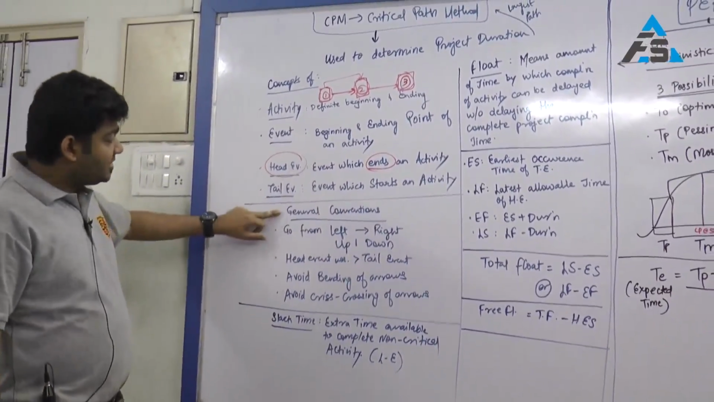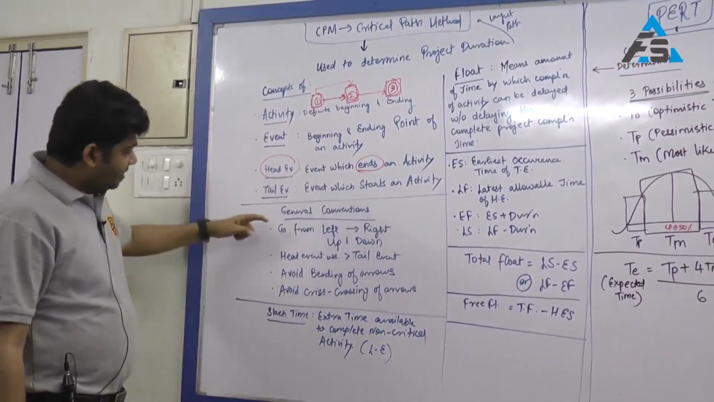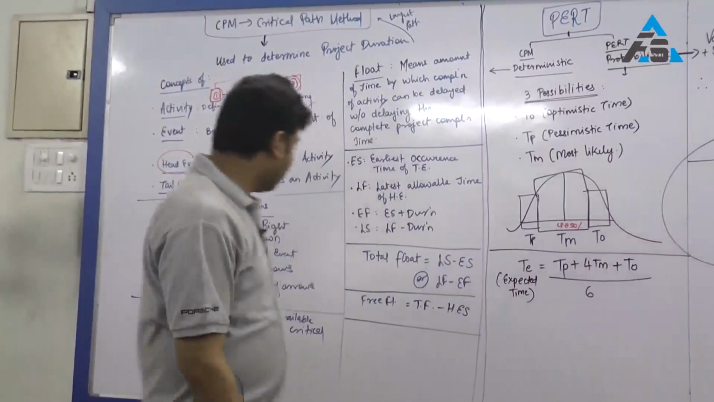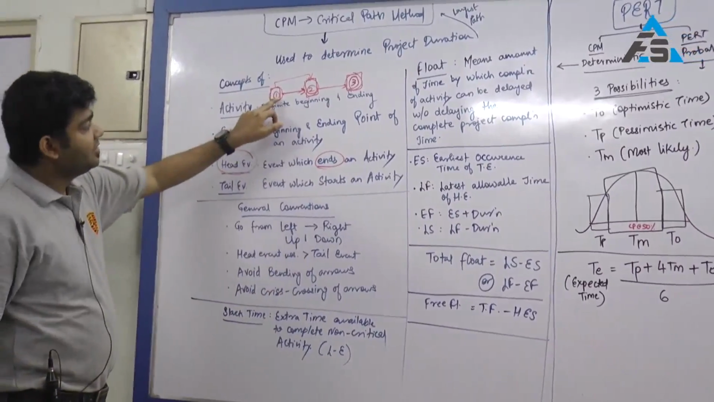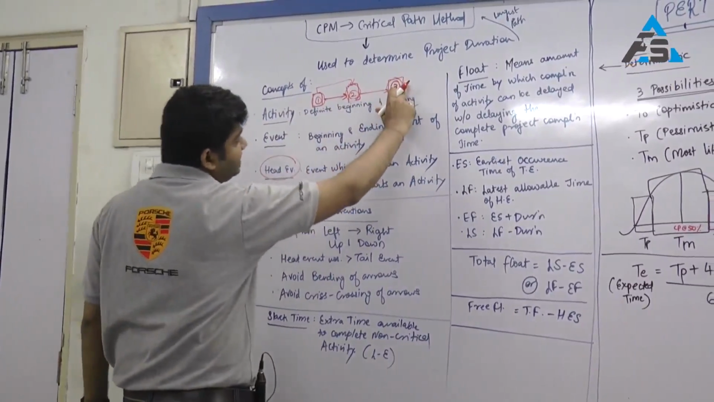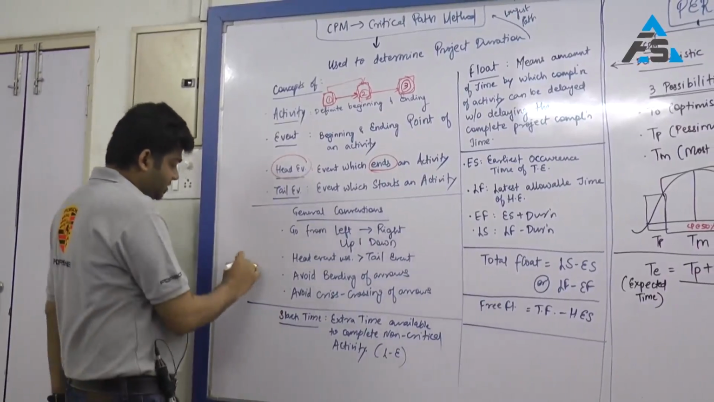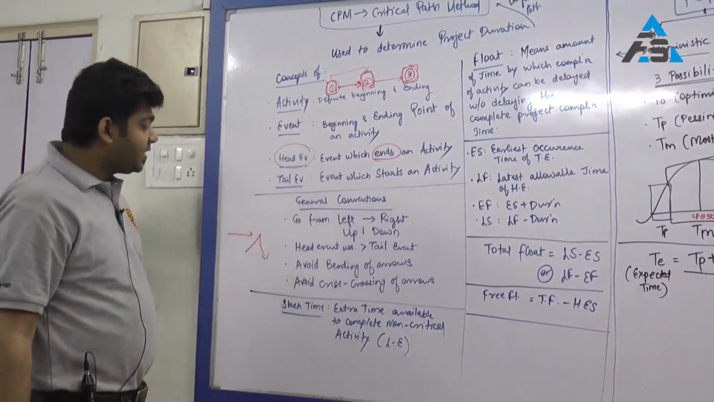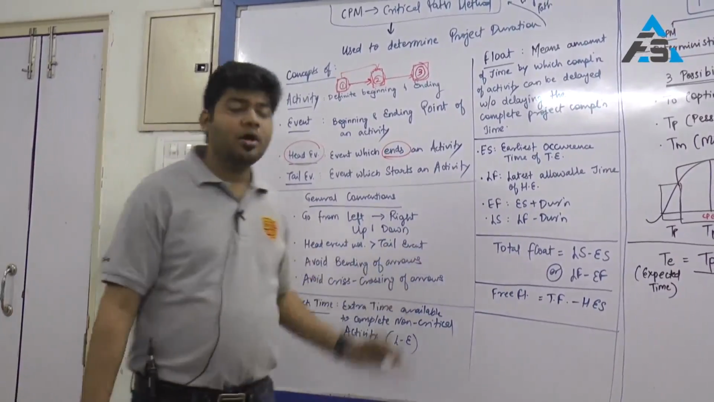Now moving on, what are the general conventions that you need to keep in mind when you are drawing the network diagrams? First, go from left to right, and as far as possible go up and down as well. Second, head event numbers will always be greater than tail event numbers. So here if you see 1 to 2, 2 is head event, 1 is tail event. 2 to 3, 3 is your head event, 2 is your tail event. Avoid bending of arrows. So this is what should be avoided. Straight lines should be preferred. Avoid crisscrossing of arrows. Again, crisscrossing of arrows should be avoided. You should again draw a straight line.